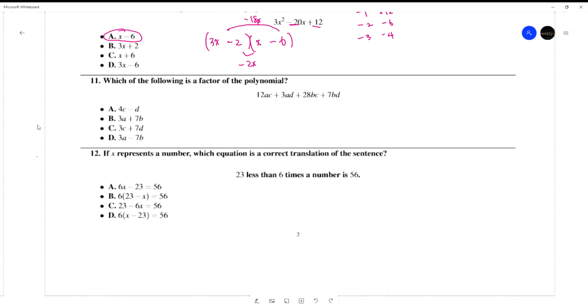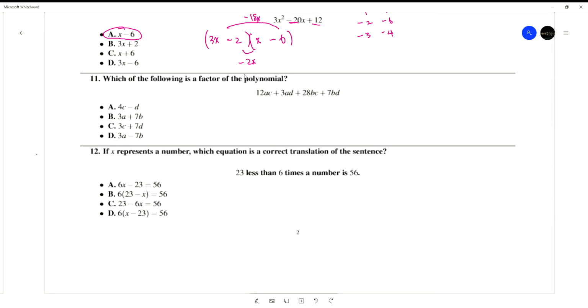Okay, good. Number 11. So factor. There are 4 terms. I'm going to look to see if it factors by grouping.